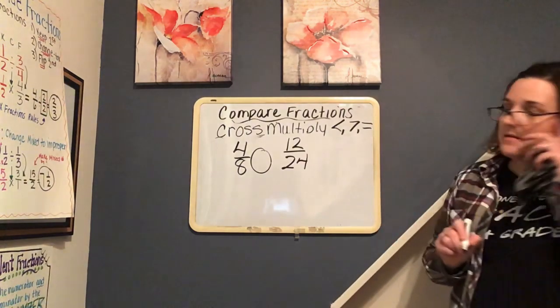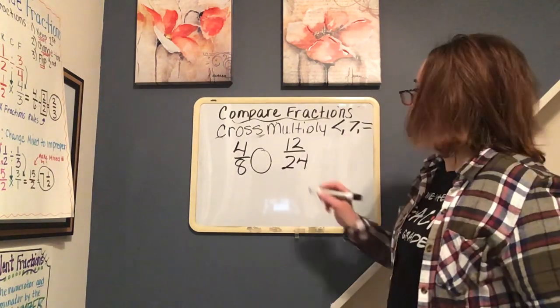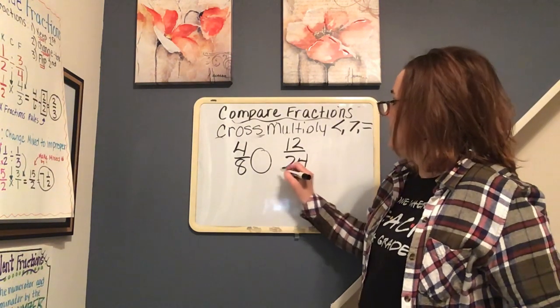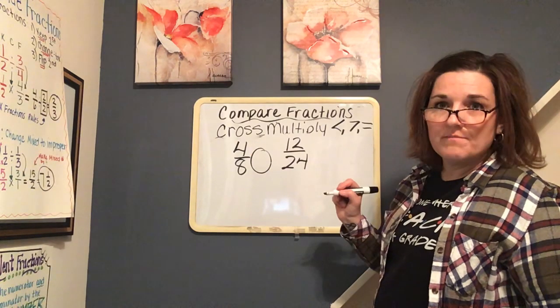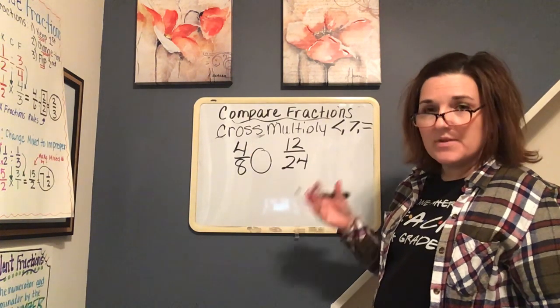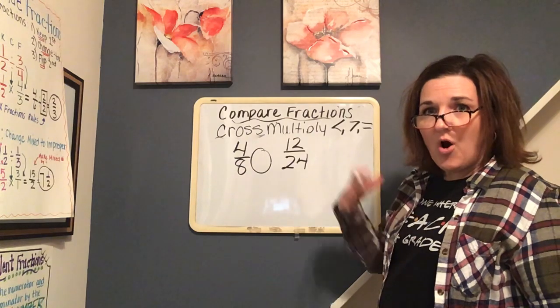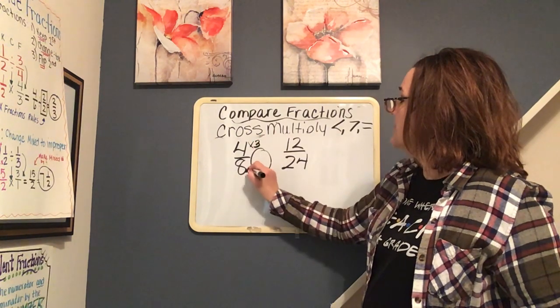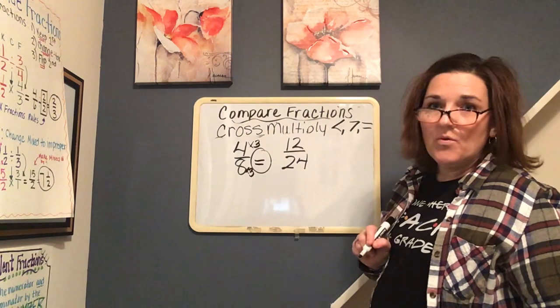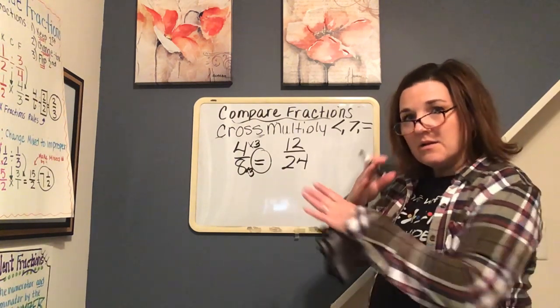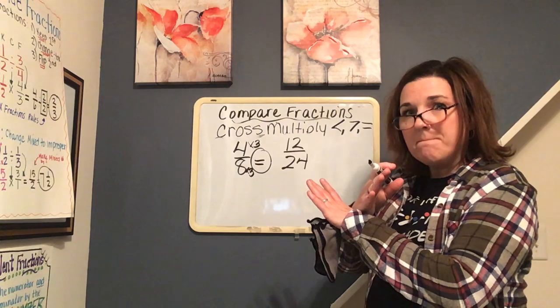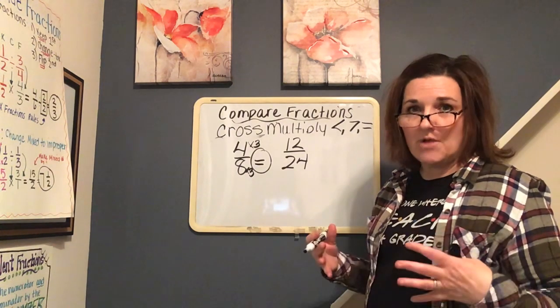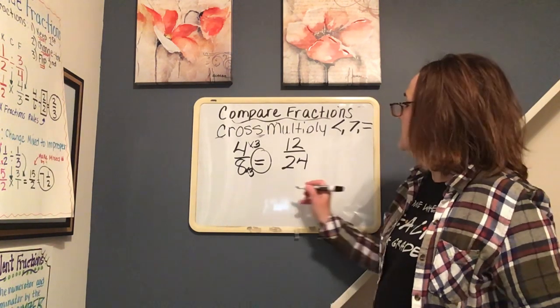Okay, 4/8 compared to 12 over 24. All right, so again, these are really big to multiply. So in this case, you can do, are they equal to each other? So times 3 here, times 3 here, and they are equal. So again, cross multiply works most when it is lower fractions, but you can multiply these.